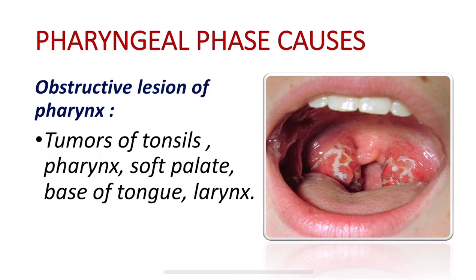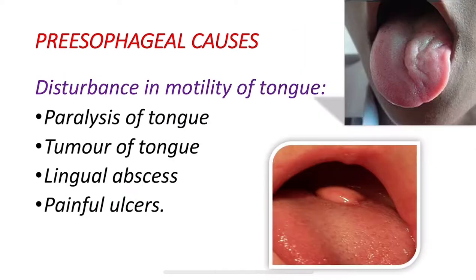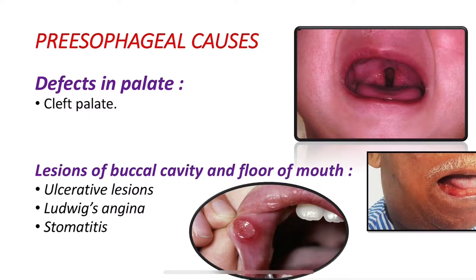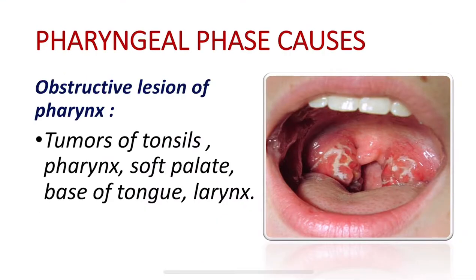Then we see the pharyngeal phase causes. Now we come to the pharyngeal. These were the pre-esophageal, that is in the mouth. In the mouth we saw mastication, lubrication, tongue motility, defects in palate, and also the lesions of buccal cavity and mouth. Then we come to the next part, that is pharynx. In pharynx, the pharyngeal phase causes are obstructive lesions of pharynx. So there is some obstruction in the pharynx which is producing the difficulty in swallowing, that is producing dysphagia. These obstructive lesions could be in the form of tumors of tonsils, tumors of pharynx, tumors of soft palate, and the tumors of base of tongue and larynx.